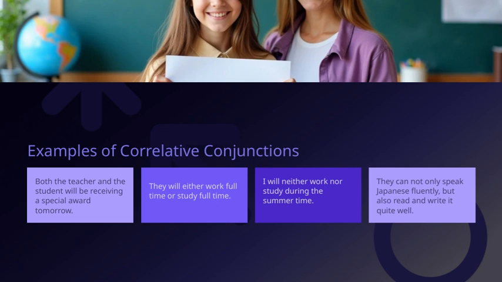Then, we see the opposite case, where they will choose one activity over another. They will either work full-time or study full-time. This demonstrates the use of correlative conjunctions like either...or to present options clearly. Finally, I want to point out an exciting event happening tomorrow. Both the teacher and the student will be receiving a special award tomorrow. This underscores recognition and achievement, tying back to the overall theme of effort and success. Throughout this slide, we see how correlative conjunctions help us connect ideas smoothly and emphasize choices or comparisons effectively.